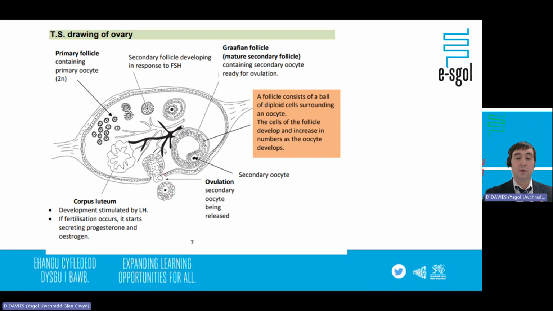This goes on its merry way down the fallopian tube to either be fertilized or not. The remainder of this Graafian follicle turns into something called the corpus luteum. Why Latin, I don't know, but corpus luteum means yellow body. Its development is stimulated by LH, and if fertilization occurs, it starts secreting progesterone and estrogen. So this has a role in hormone production.